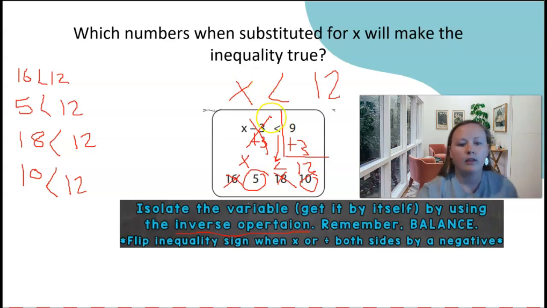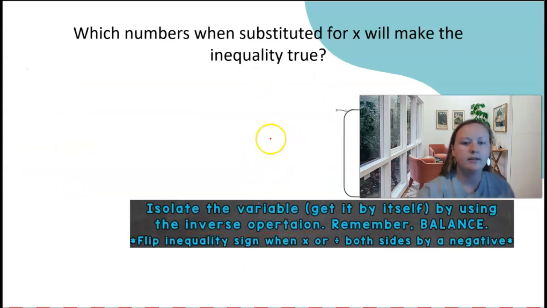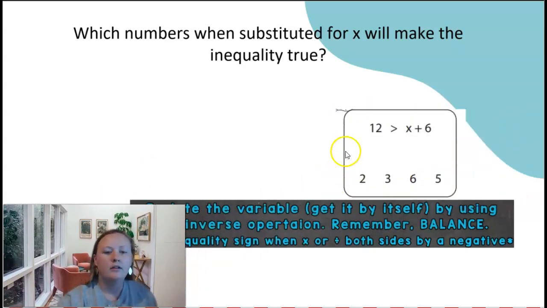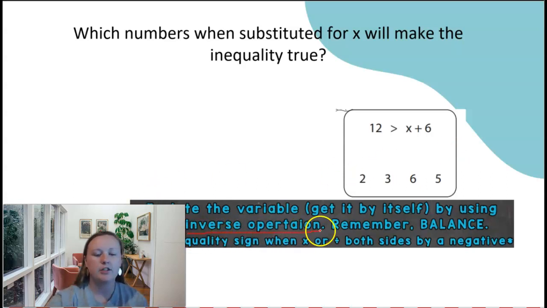All right, let's do another one. And I want you to try and do it with me. So you see this inequality: 12 is greater than X plus 6. What do you do first? First, you have to do the inverse operation.